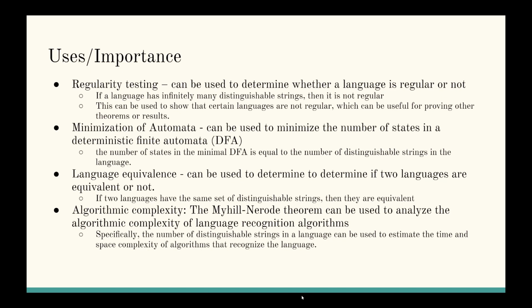Language equivalence is another application of MNT. It can be used to determine whether two languages are equivalent or not. If two languages have the same set of distinguishable strings, then they're equivalent. Finally, MNT can also be used to analyze the algorithmic complexity of language recognition algorithms. Specifically, the number of distinguishable strings in a language can be used to estimate the time and space complexity of algorithms that recognize the language. By analyzing the complexity of language recognition algorithms, we can improve their efficiency and performance.